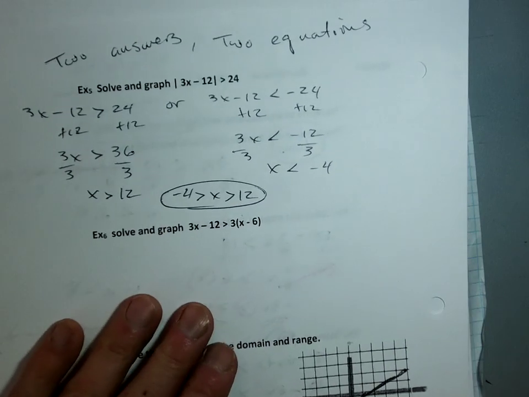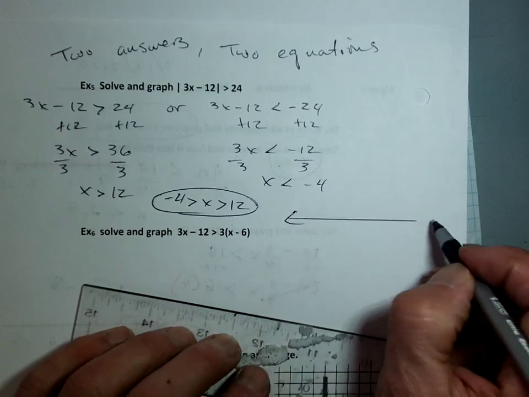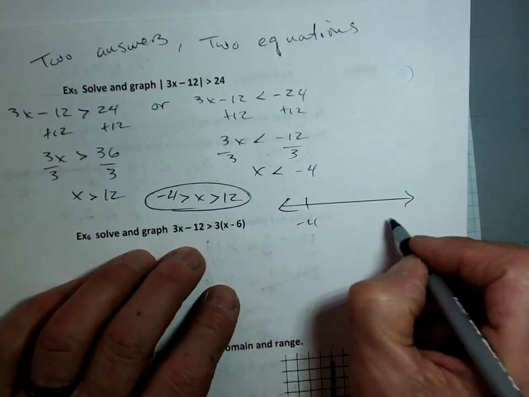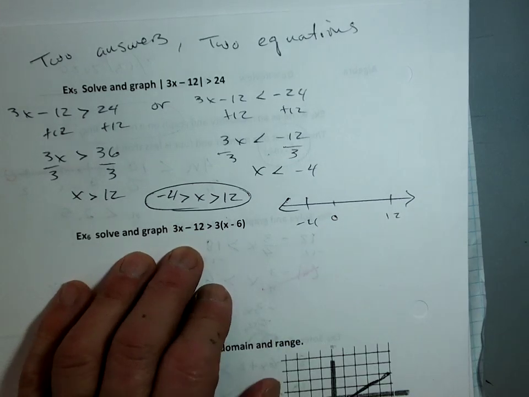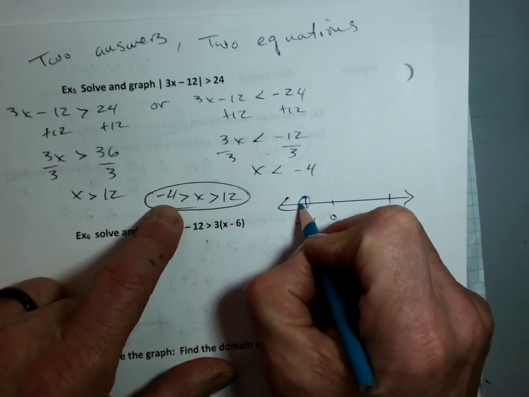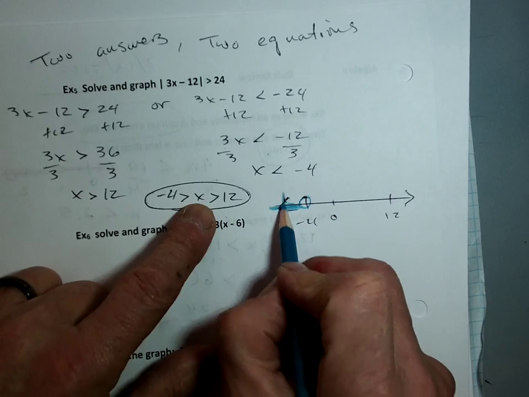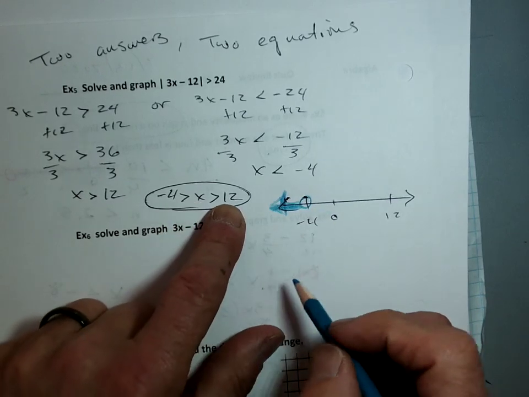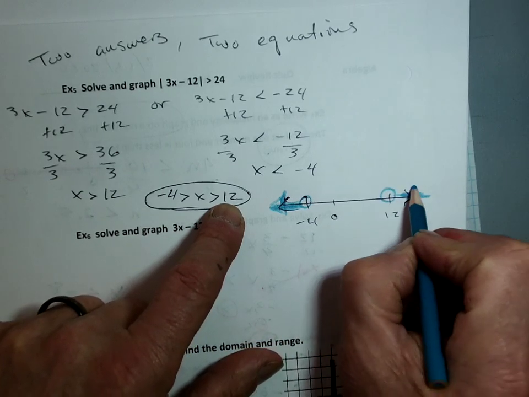Now to graph it, well, that's not too bad. I can graph that. I'll graph that on the side over here. Okay, I'll put my negative 4. I'll put my 12, and 0 is probably right in here somewhere. I'm going to have an open circle at negative 4 because there's no little equal sign. And x is less than that, so I'm going to go that direction. Or x is greater than 12, so I'll put an open circle at 12 and shade everything bigger than 12.